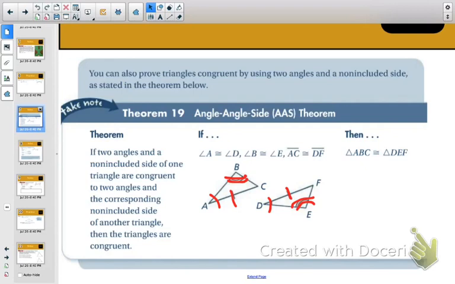Okay, so indeed we have the two angles, B and A, and E and D, and then the non-included side, which would be AC and DF. So we can say that by the angle angle side theorem, the two triangles are congruent. So this is different than angle side angle, because angle side angle would say we would have said this side is congruent to this side. Okay, if that was the case, then it would be angle side angle, and we were ignoring this and this. Okay, but because it's not included in between the two angles, we can use angle angle side.